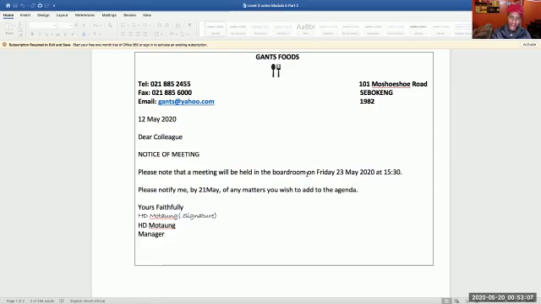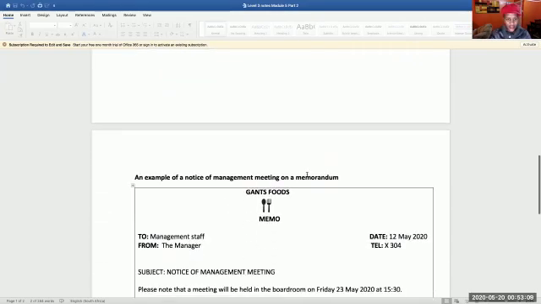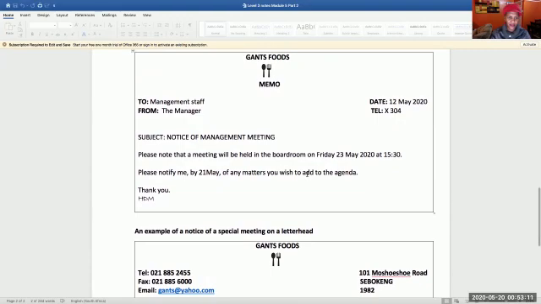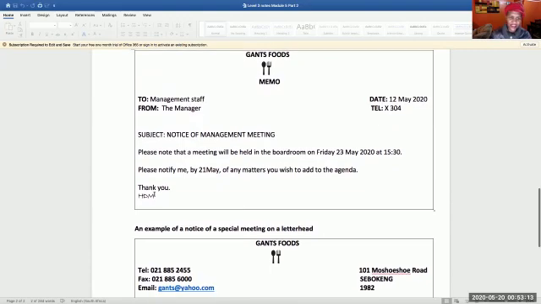This is now the letterhead. But look at the memorandum. The manager just says, thank you, and he initializes. He gives us initials. That's it.